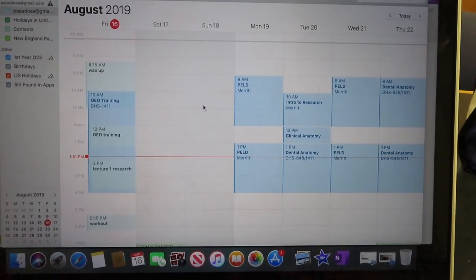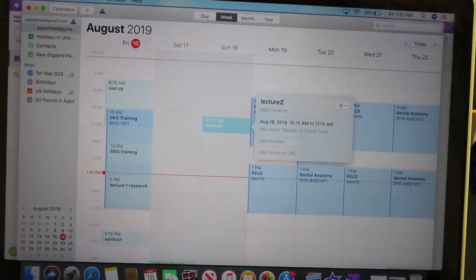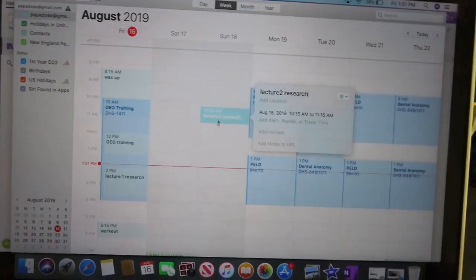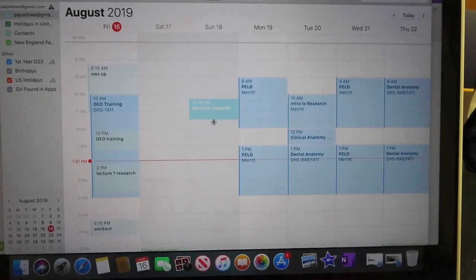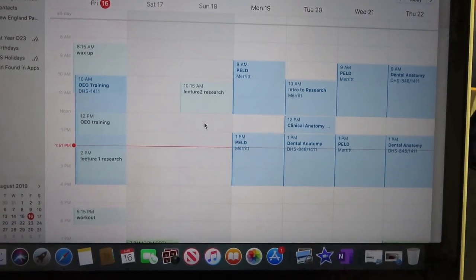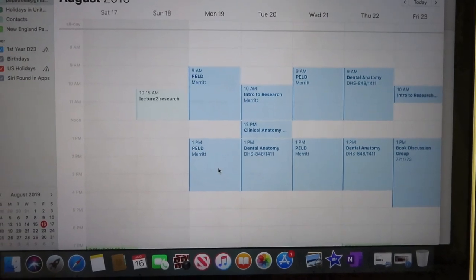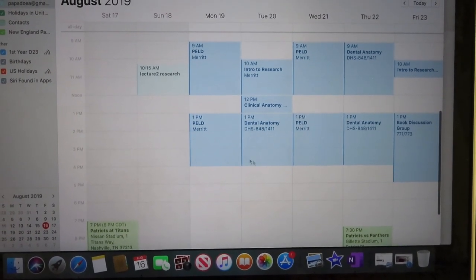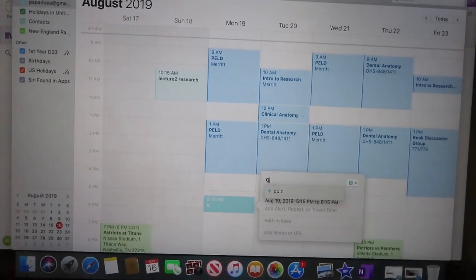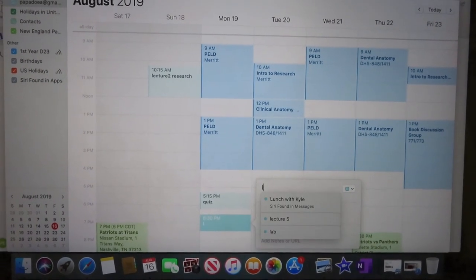Sunday I will probably study in the morning, so I'm going to put in lecture 2 research, and I will give myself about 2 hours for that. And I know I have something else going on Sunday, so I'm just going to give myself that to study on Sunday. Okay, so Monday, I know I'm going to have a dental anatomy quiz, so I will put in time to study for my quiz, and then I'm also going to put in time to study lecture 3.